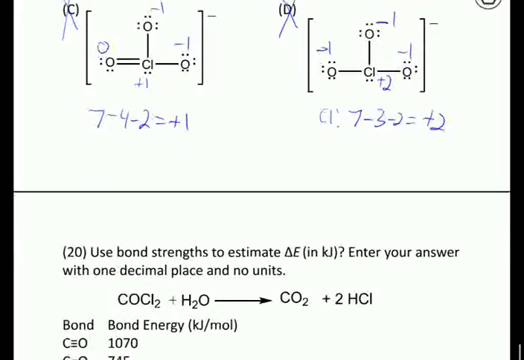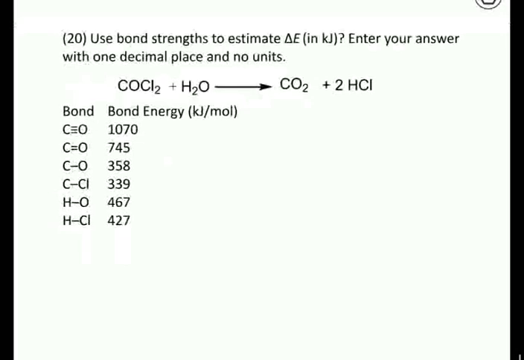Sorry for the duplicate. And then finally, the last type of problem we're going to do today is using bond strengths to estimate the energy change for a chemical reaction.